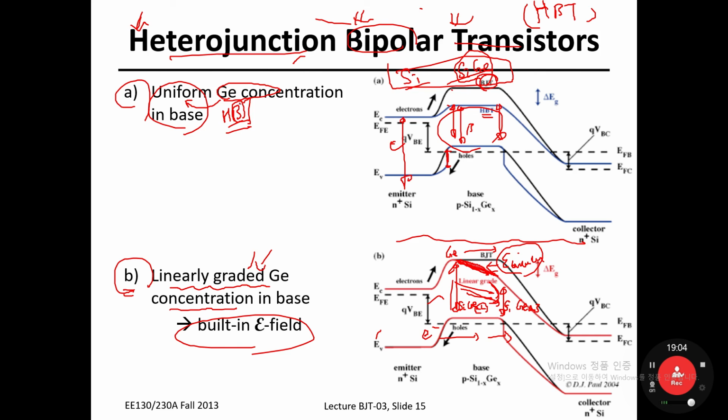So compare with the case of A, the uniform germanium case: this built-in electric field is not formed in the base. But what if you can develop your own fabrication recipe to achieve a linearly graded germanium concentration in the base? Then the additionally obtained built-in electric field can help the electrons to be well drifted in the base. Then the emitter efficiency would be increased, resulting in a higher beta DC value.